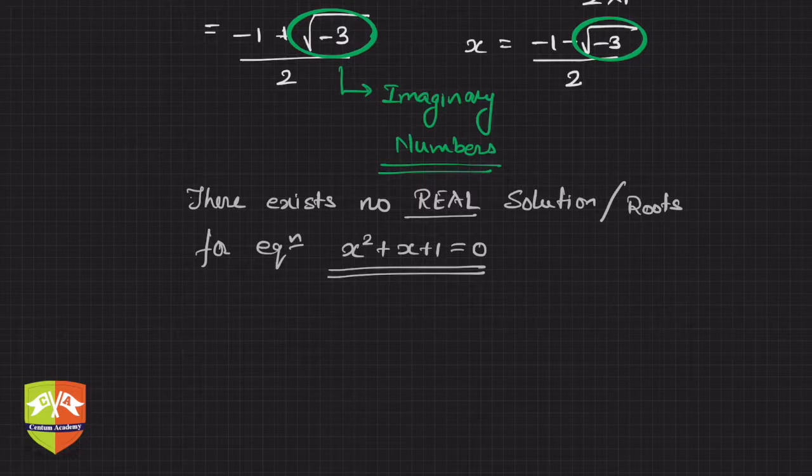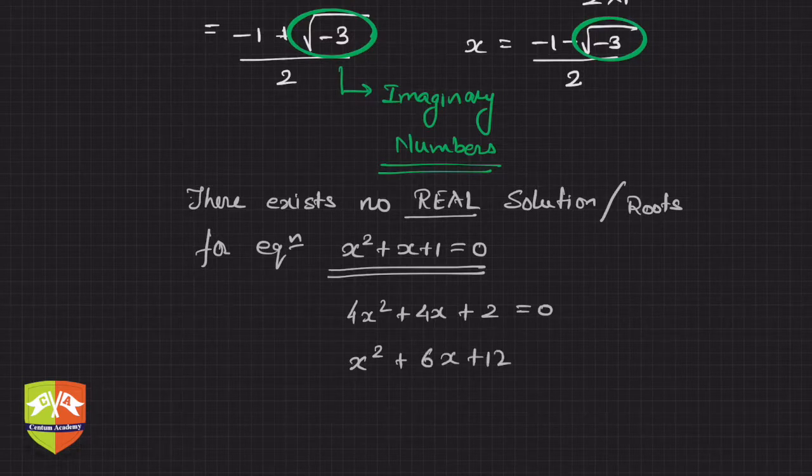For example, you can have an equation like 4x square plus 4x plus 2 equals 0. This will have no real solution. Another example could be x square plus 6x plus 12 is equal to 0. This will also have no real solution. You can check. You'll always get a negative number under the root. So hence, no real solution.